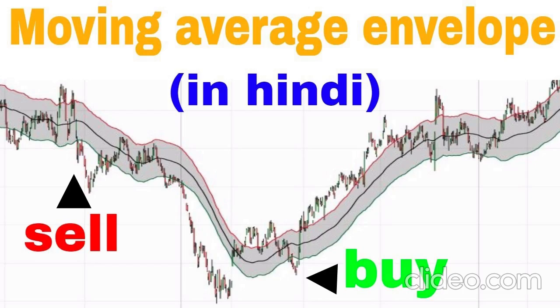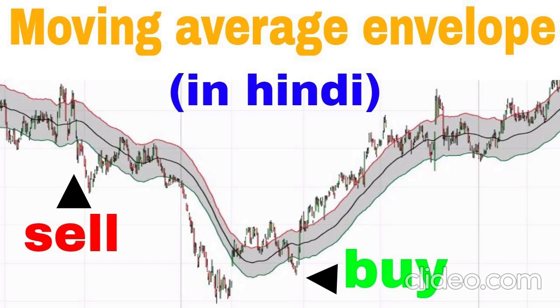Downtrend entries. In a downtrend, a pullback to the upper envelope or the moving average presents a selling or shorting opportunity. The upper band acts as dynamic resistance. Breakout signals. A sustained move that breaks and closes outside an envelope can signal a continuation of the trend in that direction.